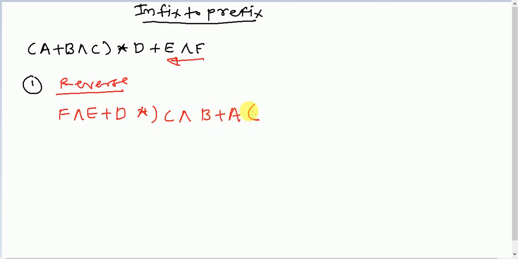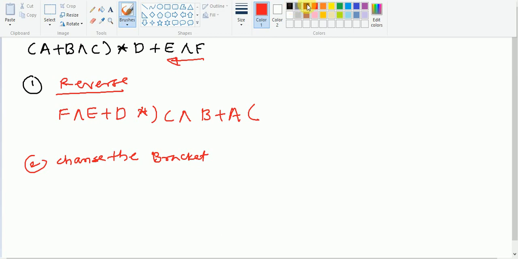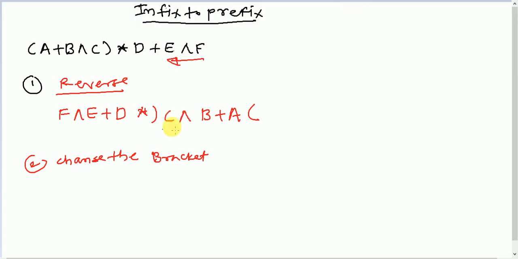Okay, in the second step what are we supposed to do? In the second step we change the bracket. We change the bracket direction. So if I change the bracket here, like this is closing, opening, I'll just reverse them. So the expression becomes f raised to e plus d multiply by c raised to b plus a.